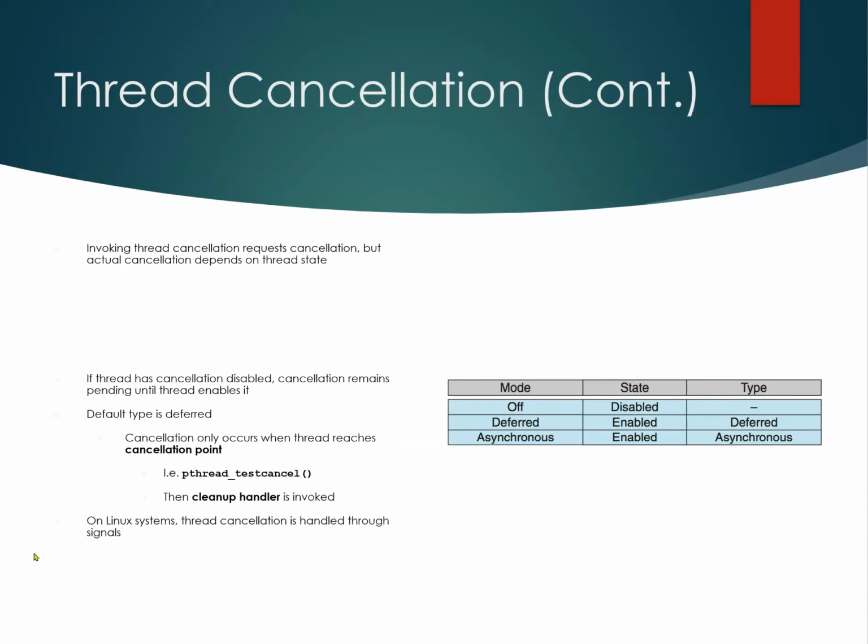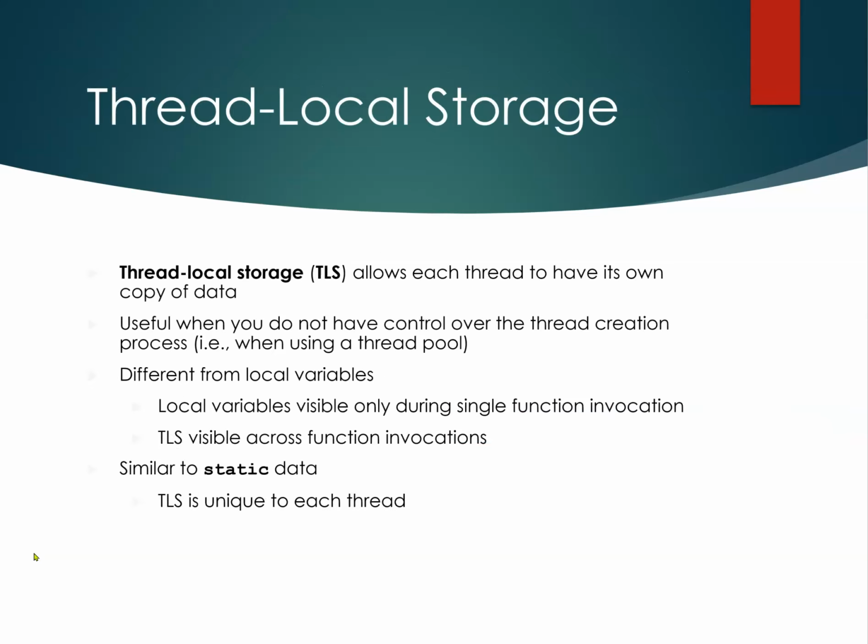Invoking thread cancellation requests cancellation, but actual thread cancellation depends on the thread state. If a thread has cancellation disabled, you can't cancel it until the thread re-enables it. The default type is deferred cancellation. Cancellation only occurs when the thread reaches a cancellation point, and there's a method called test cancel, and then a cleanup handler is invoked. In Linux, thread cancellation is handled through signals.